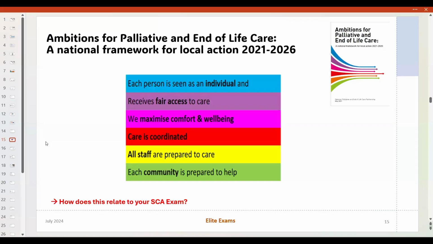So this framework says that each person should be seen as an individual. So that's respect and autonomy, receives fair access to care, equity, ethics, maximize comfort and well-being. So patients' preferred place of death. These are the kind of questions we need to be asking. Is the care that you have offered coordinated? Because we as GPs, we need to take ownership of the care that we give to patients. All staff should be prepared to provide care. So you need to also understand that as GPs, you are bringing in other teams that could also help in managing these patients' care.